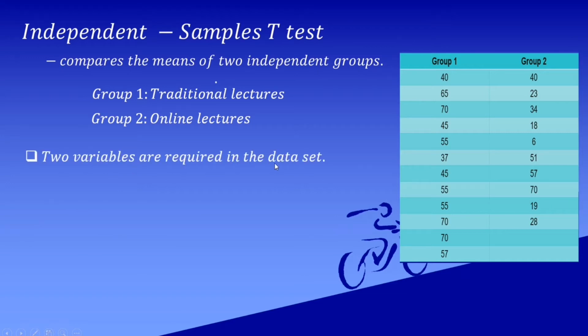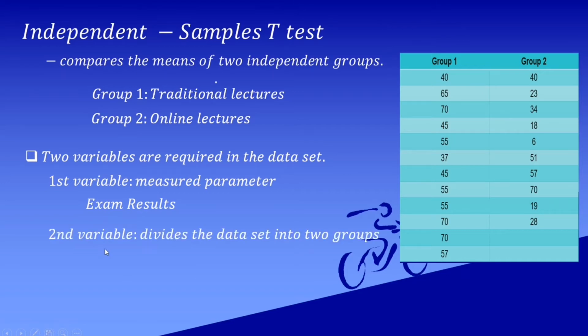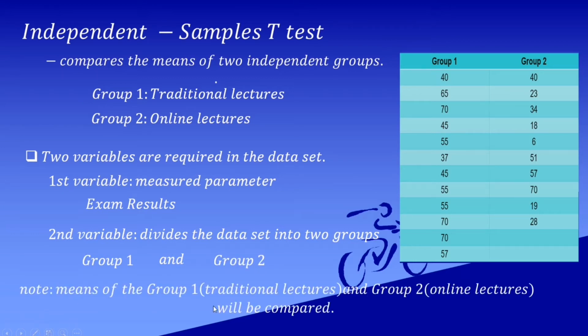In the analytical method for the independent samples test, we need two variables. Our first variable is the measured parameter. So paano natin masusukat yung parameter between the two groups? We have the exam results. So yan ang ating group 1 with the corresponding results, and group 2. Then ang second variable natin, it divides the data set into two groups, group 1 and group 2. So we're going to compare the means of group 1 and group 2.